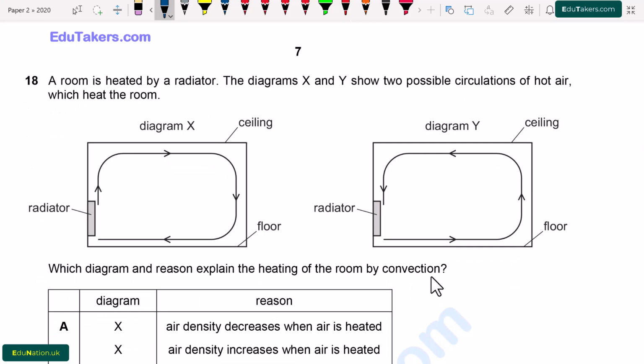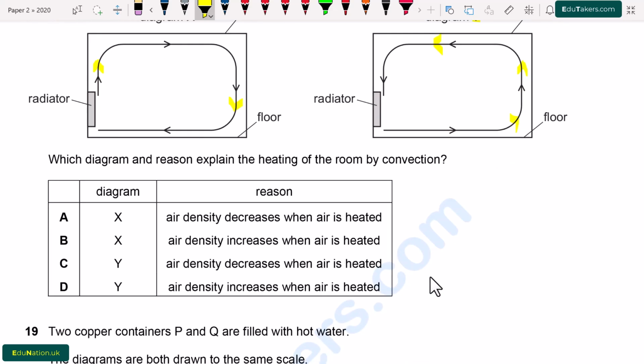Question number 18. A room is heated by a radiator. The diagrams X and Y show 2 possible circulations of the hot air which heat the room. So first of all there are 2 diagrams, diagram X and diagram Y. In diagram X, the circulation of the hot air is shown. First of all it goes up and then it goes down. In the second diagram, the direction of the circulation of the air is opposite. Which diagram and reason explain the heating of the room by convection?